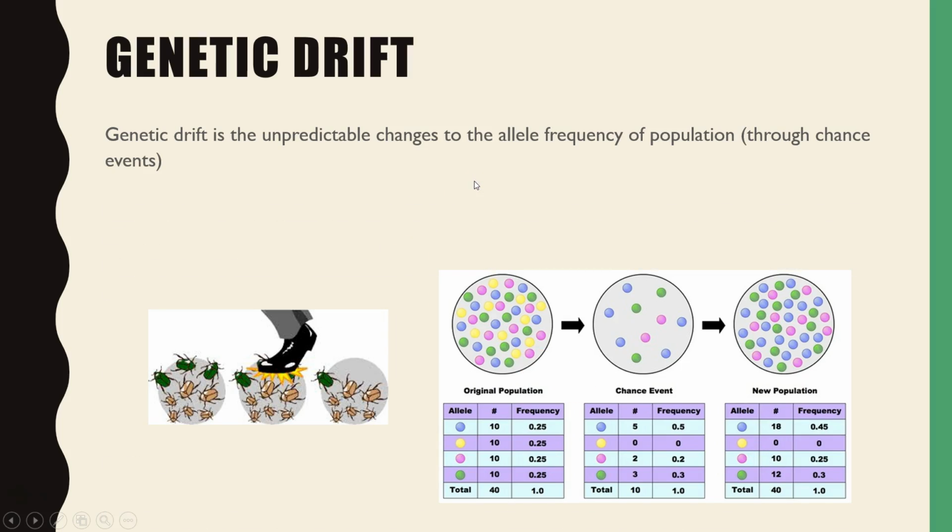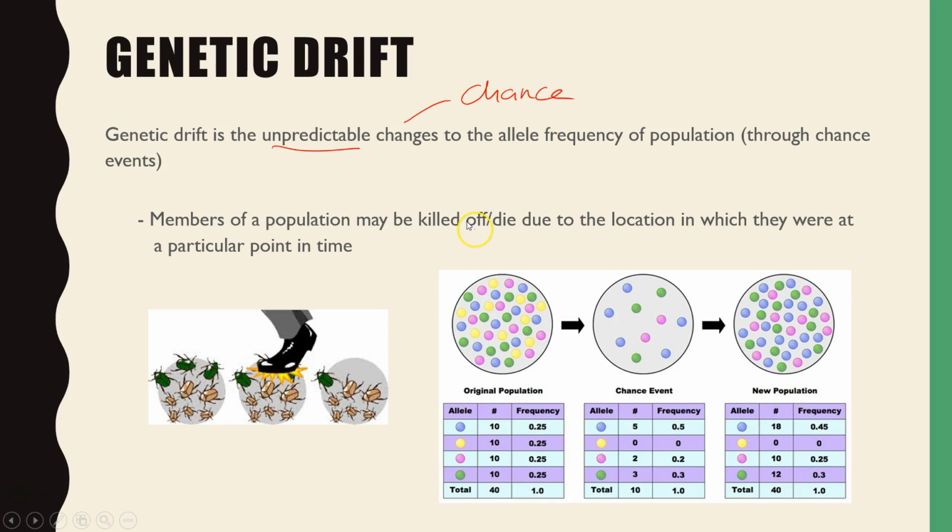Genetic drift talks about unpredictable changes, so random chance events that occur in a population and that result in a change in the allele frequency. So for example, here's a population. Some of those bugs are squashed or killed by chance, they've been stepped on. That will change the allele frequency. We now have more brown coloured beetles compared to green coloured beetles. So therefore these alleles persist in the population.